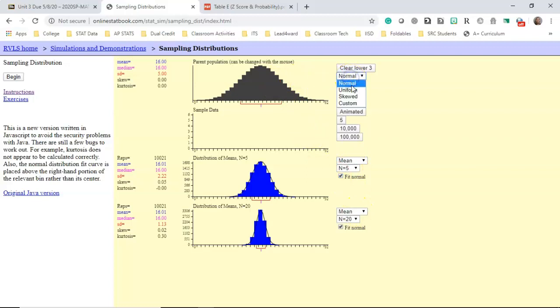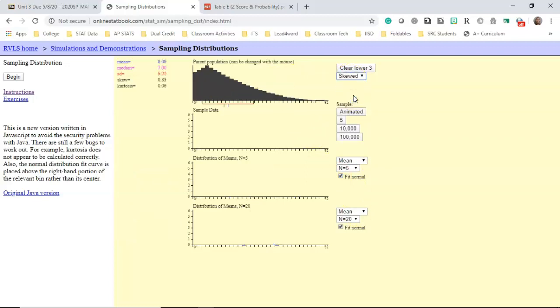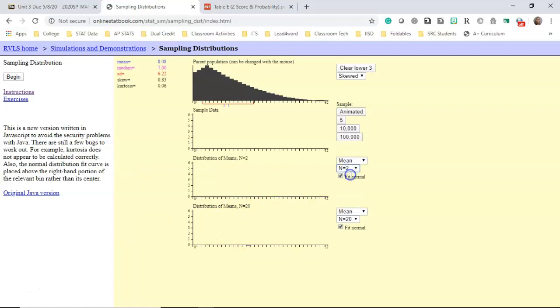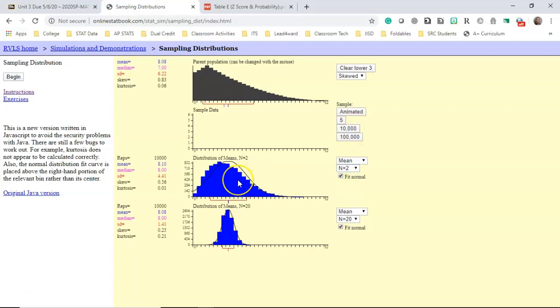If I were to change this to skewed, and so this is skewed right, and I were to repeat the same process, sample of size 5, sample of size 20, and let's say I just take 10,000 samples at once, this distribution has a little more skewness to it than this distribution does. And so we see that because of the sample size. And in fact, if I change this to samples of size 2 and repeat it, this has even more skewness than samples of size 5.